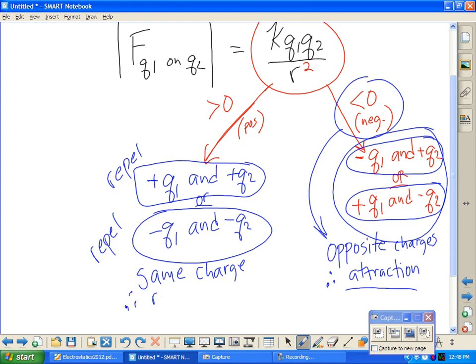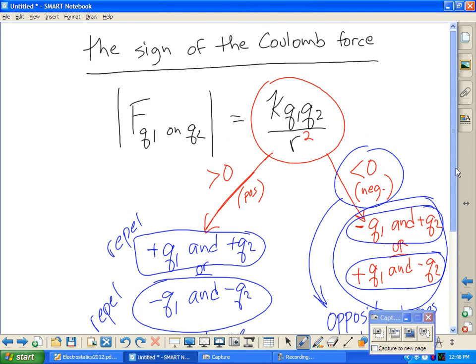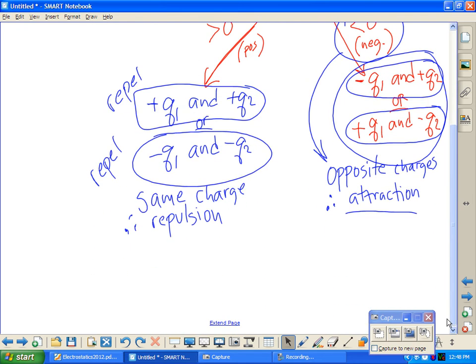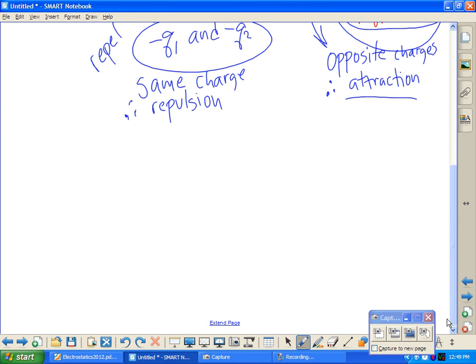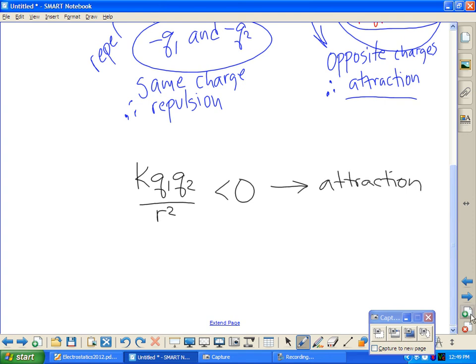Therefore, there's a repulsion. So that's why we put the absolute value around this, to get the strength of the interaction. But you know that that inner quantity can tell you whether there's an attraction or repulsion. If kQ1Q2 over r squared is less than 0, that is negative, you have an attraction. Greater than 0, repulsion.